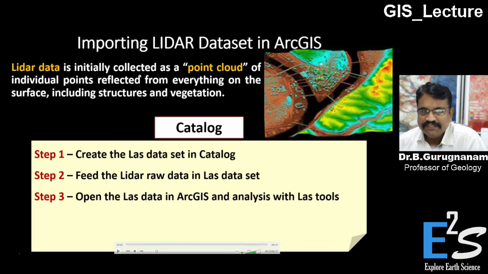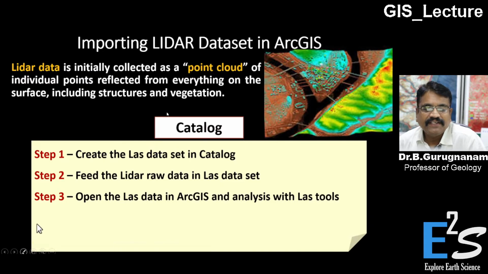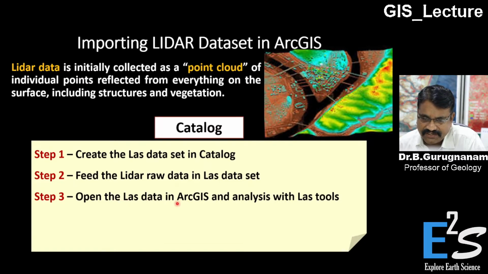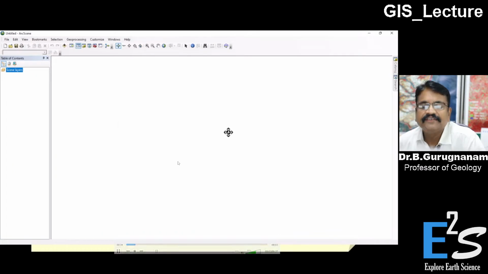Lidar data is initially collected as point cloud data, as I said. The point cloud is collected as individual points reflected from everything on the surface, including structures and vegetation. So it is point data, represented as elevation. In step 1, we have to create the Lidar LAS dataset in catalog. The second step is to feed the Lidar raw data into the LAS dataset, open the LAS data in ArcGIS, and use the analysis tools for further analysis.